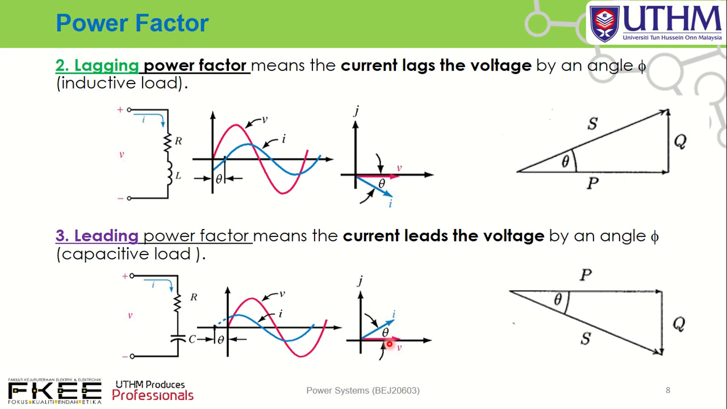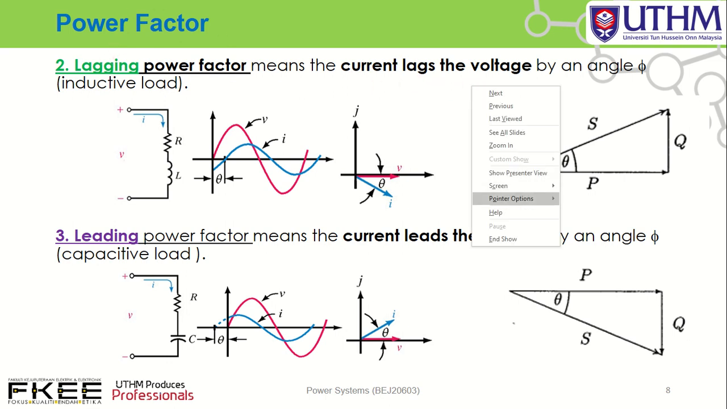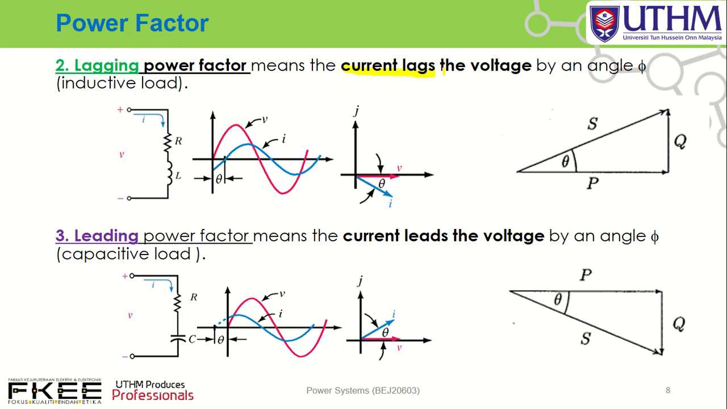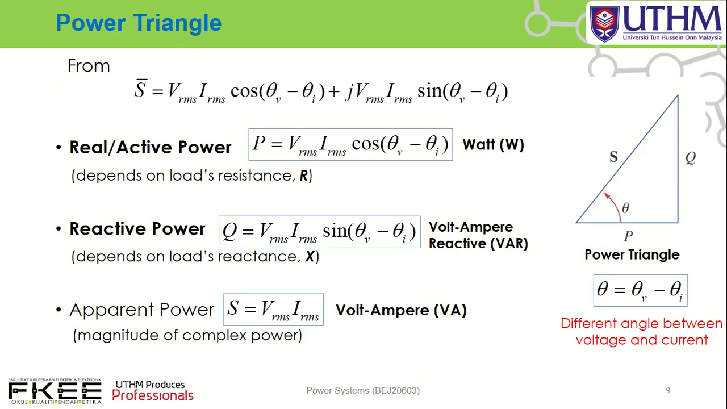So I can summarize that lagging power factor means current lags voltage. We call it lagging power factor. Leading power factor means current leads voltage. So, easy for you to remember. What's the meaning of lagging? Lagging means current lags voltage for inductive load, and leading means current leads voltage for capacitive load. Okay, clear. This is the summary of the power triangle.